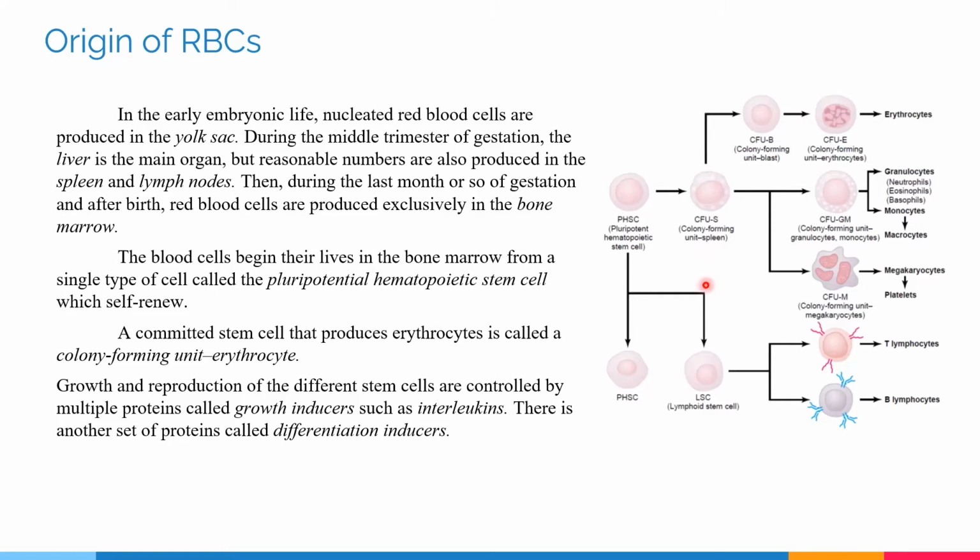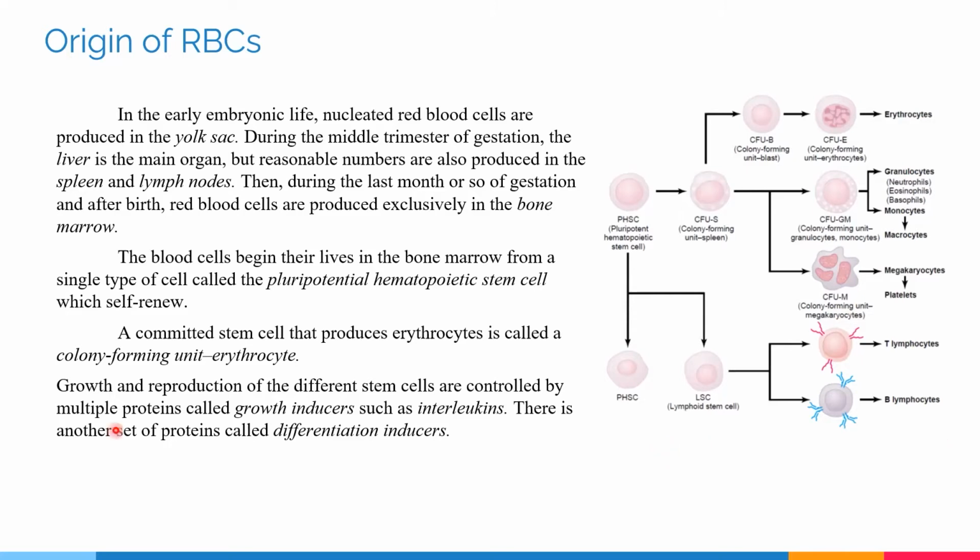Further, the colony forming unit spleen can also form the white blood cell lineage via colony forming unit granulocyte and monocyte, or platelets via the colony forming unit megakaryocytes. Further, as I just told you, the hematopoietic stem cells can also give rise to lymphocytes, which are mainly associated with the immune system, via the lymphoid stem cell.